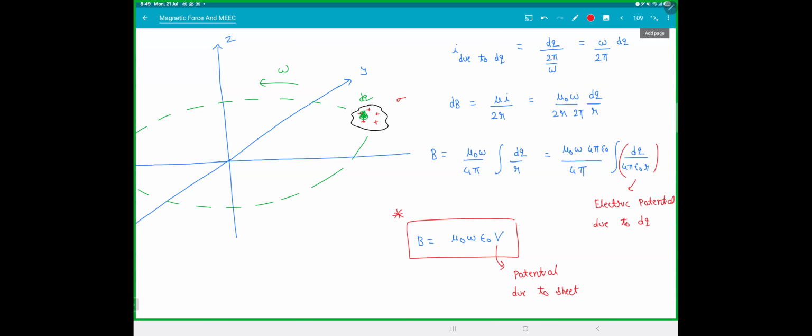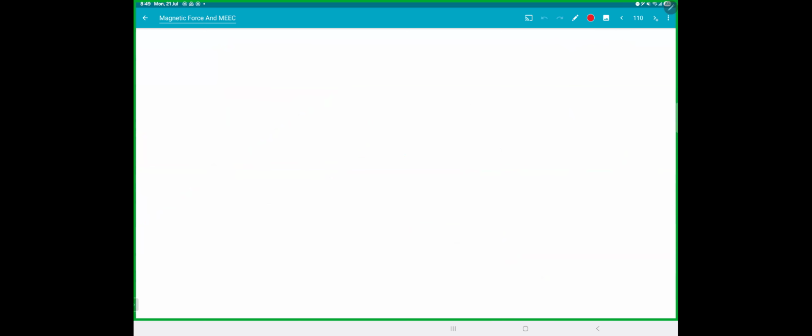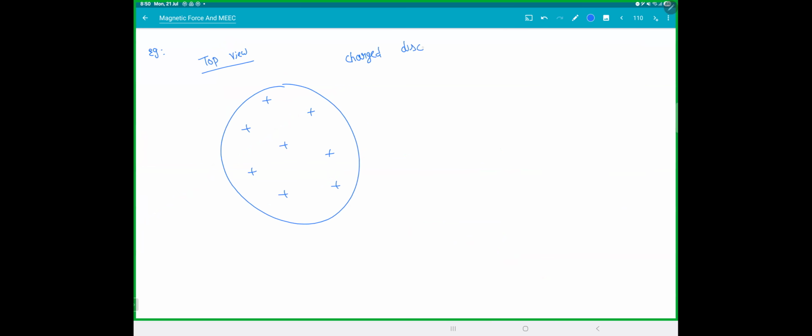Clear with the result? Do you know how they'll frame a question on this? The question would be something like this. They will say, this is the top view. We got a disk. Remember, this formula is valid for plane sheets rotating in a plane.